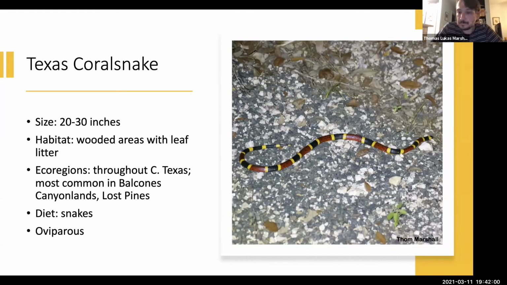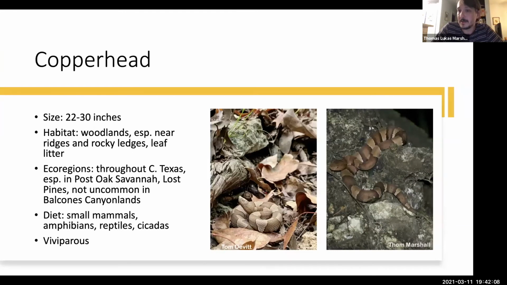These snakes are oviparous, and the rest of the venomous snakes that I'm going to talk about all share something in common, in that they're pit vipers. And as pit vipers, some of the characteristics they share are that they're viviparous, they give birth to live young, and they have a heat-sensing pit between their nostril and eye that helps them detect prey items.